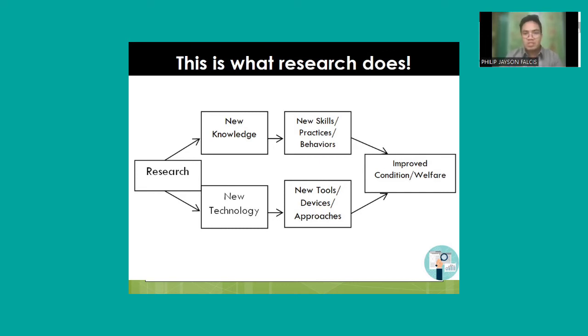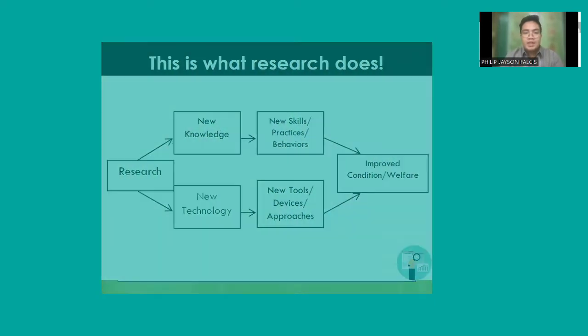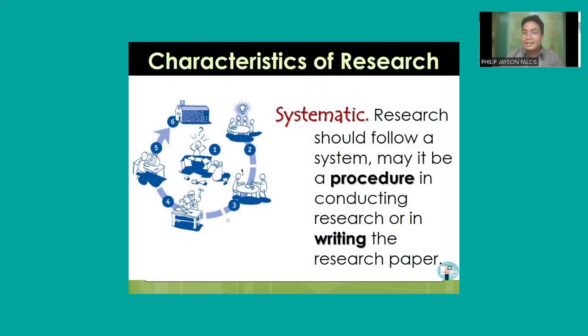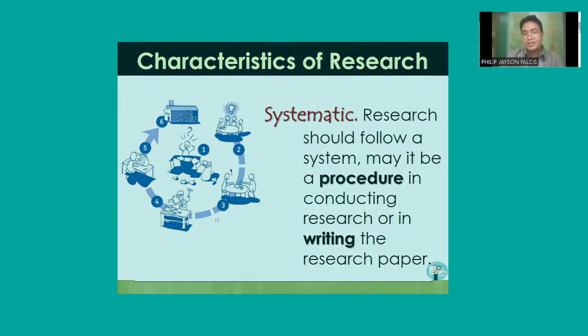So that is what research is. Next, characteristics of research. What are the characteristics of research? First, it is systematic. When we say systematic, it should follow a system, may it be a procedure in conducting research or in writing a research paper. So there must be a process. It is again a cycle.